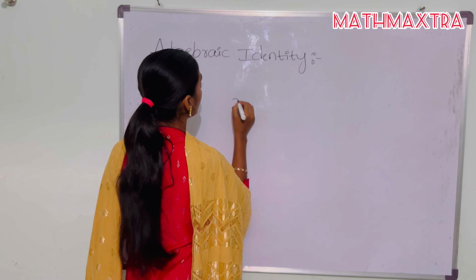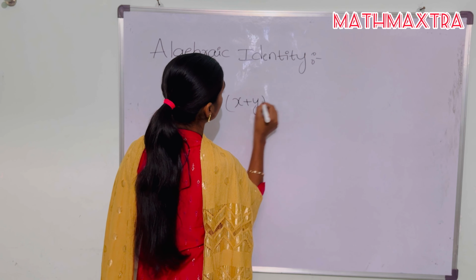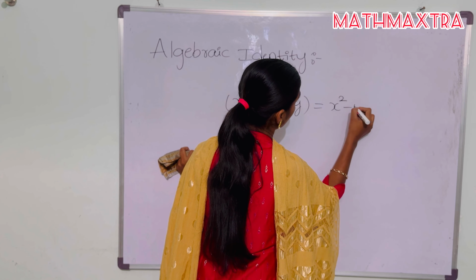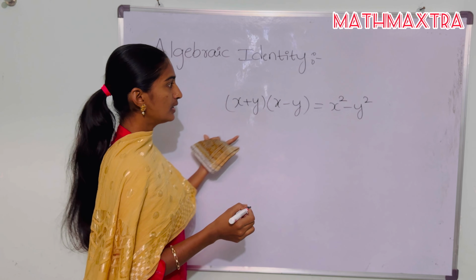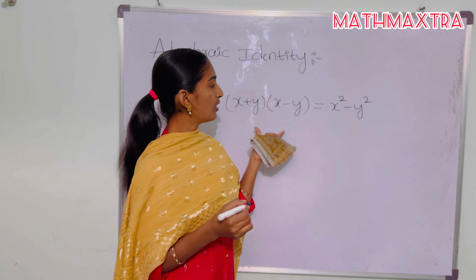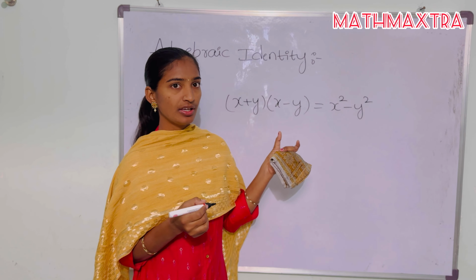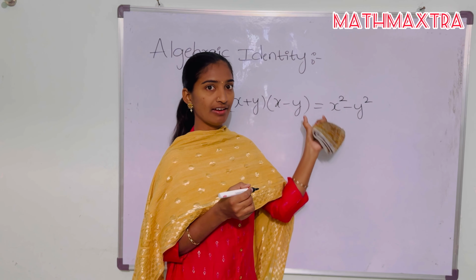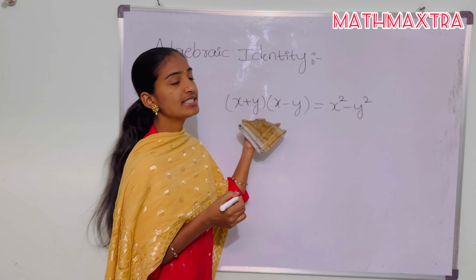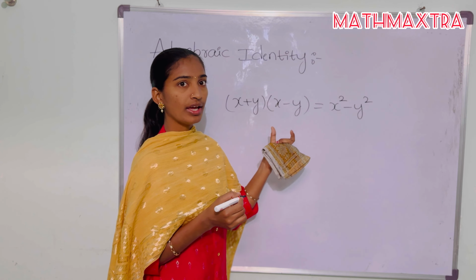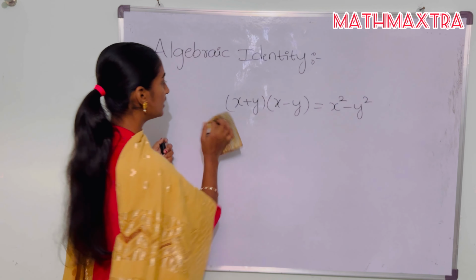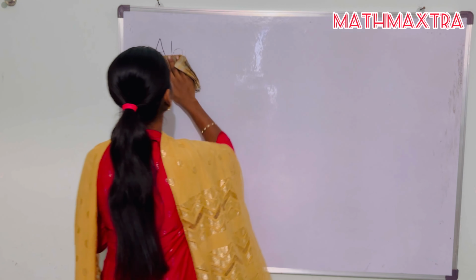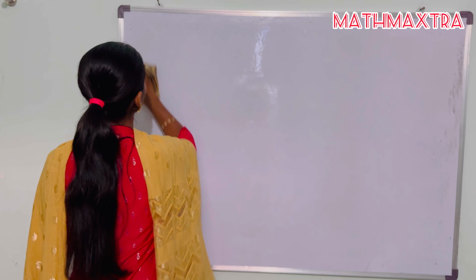See, (x plus y) into (x minus y) is equal to x square minus y square. So, does this equation satisfy for all real values of x and y? If you check, yes, this satisfies for all real values of x and y. That is why we can say this is an identity. Okay. So, we will discuss some basic algebraic identities which are helpful while solving questions easily.